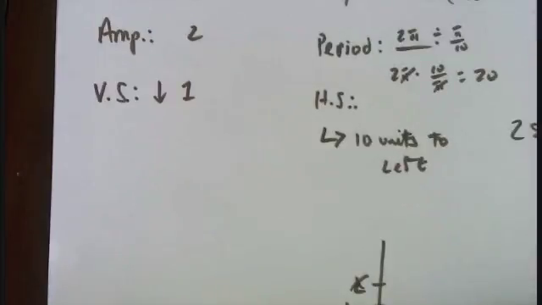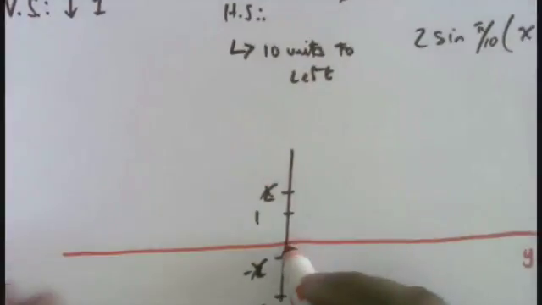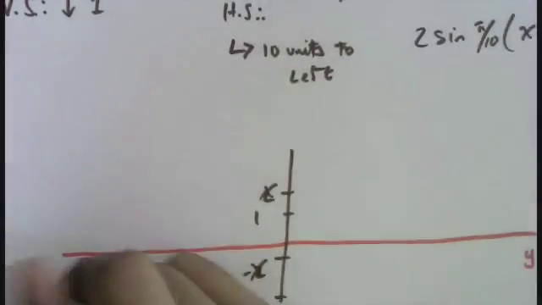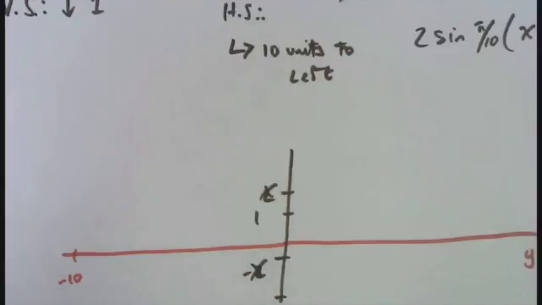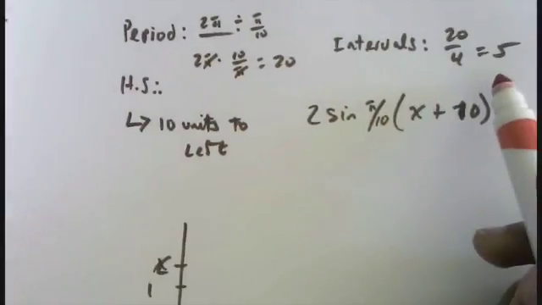So I took care of my amplitude, took care of my vertical shift. Next, my horizontal shift is 10 units to the left. So I will not be starting at the origin. I'm going to be starting way over here at -10. Now, the intervals, we said were going to be 5 units each. So let's go ahead and take care of that.